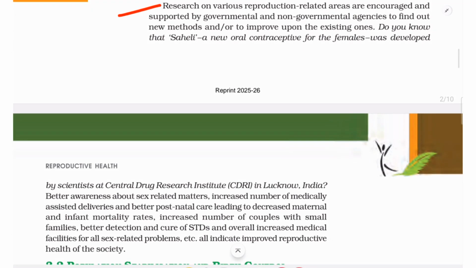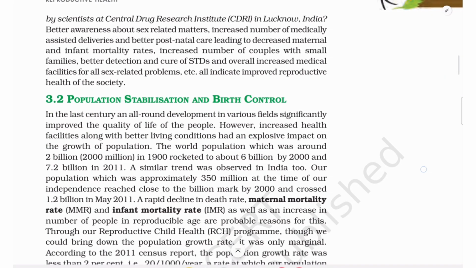Research on various reproduction-related areas is encouraged and supported by governmental and non-governmental agencies to find out new methods and/or to improve upon the existing ones. Do you know that Saheli, a new oral contraceptive for females, was developed by the scientists at the Central Drug Research Institute (CDRI) in Lucknow, India?